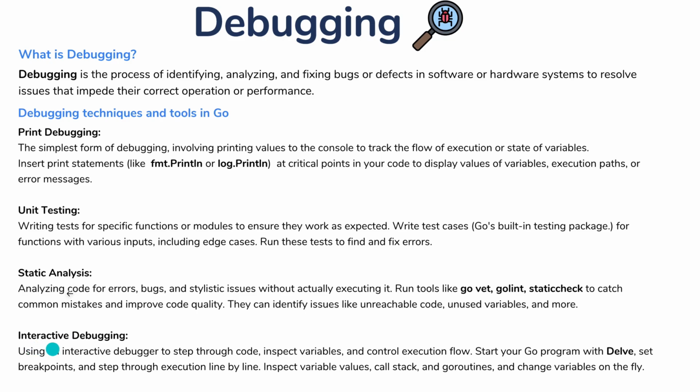Then interactive debugging. Using an interactive debugger to step through the code, inspect variables, and control execution flow. For example, start your Go program with Delve, D-E-L-V-E, okay, Delve, and set breakpoints and step through the execution line by line. You can inspect variable values, the call stack, goroutines, and change variables on the fly to test your things. Okay.